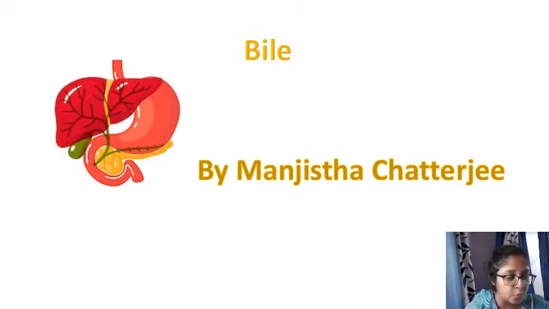Basically, it's a complex fluid which contains various substances. We know it's yellowish green in color, slightly light like this, and bitter in taste. It has different kinds of substances which help in fat digestion. So today we'll be learning about the main function of bile in fat digestion. What does bile do in fat digestion?